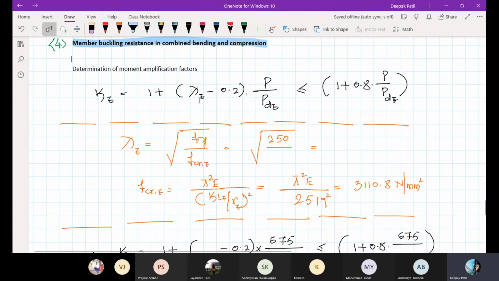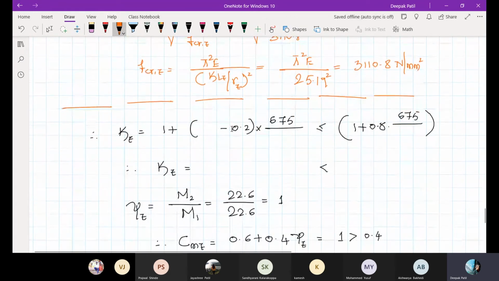But before finding that Kz, I need to find lambda z. So lambda z is given by under the root Fy divided by Fc Rz. Fy is 250 and Fc Rz is calculated using this formula, that is pi square E divided by KLZ by Rz square. So if you do that, you will get Fc Rz as 3110.8. So it is 250 divided by 3110.8. So under the root of that, I'm getting 0.28 as lambda z.